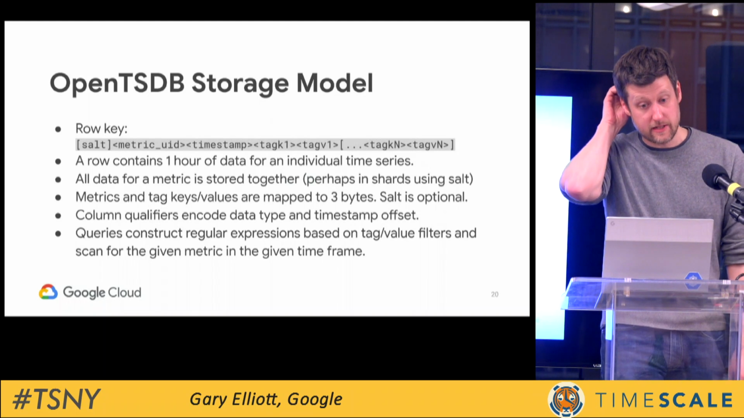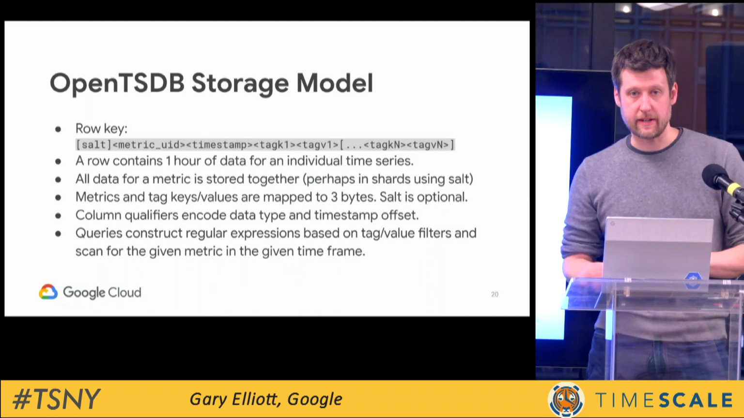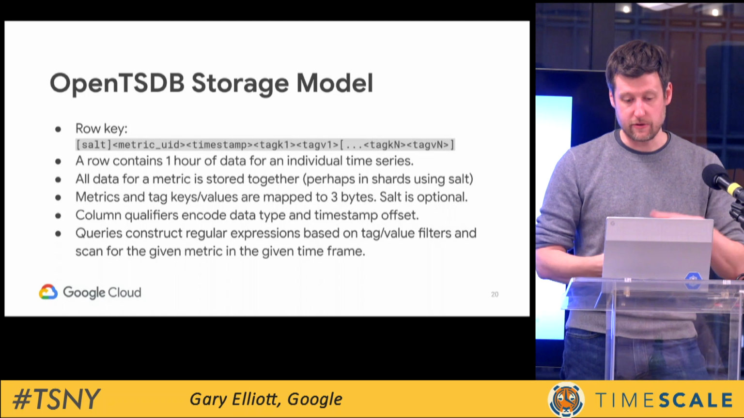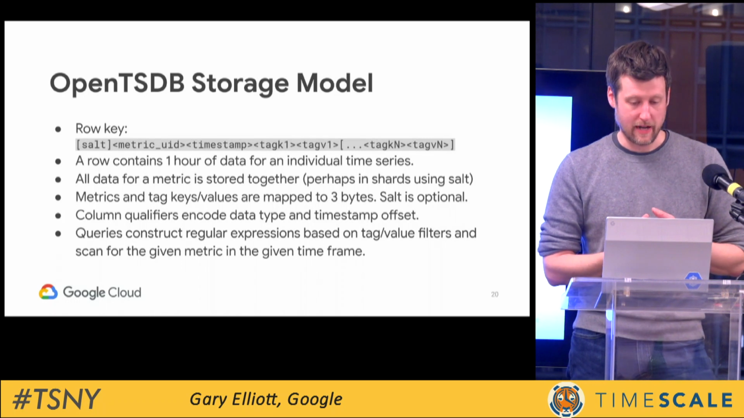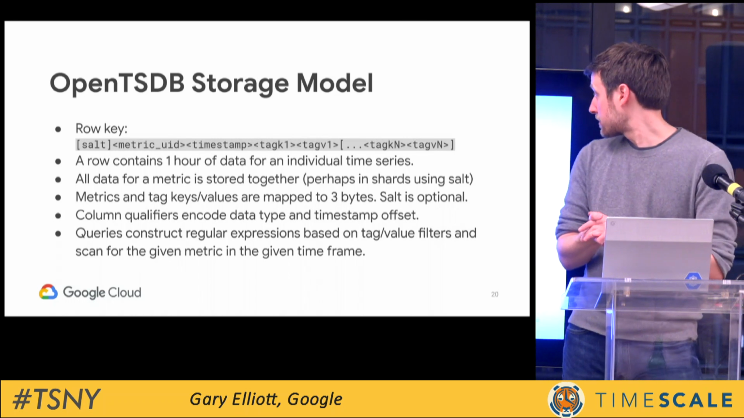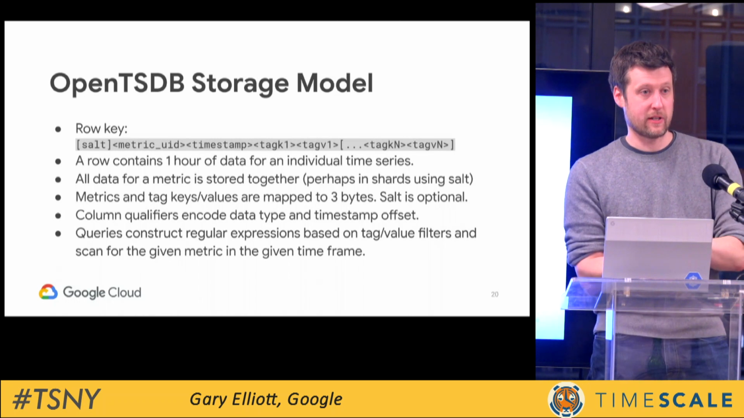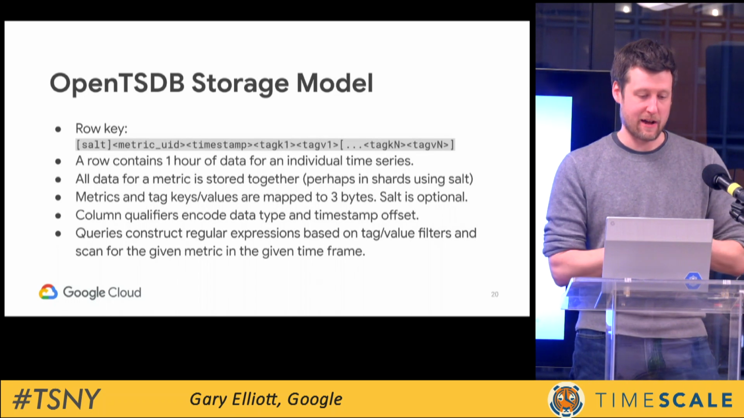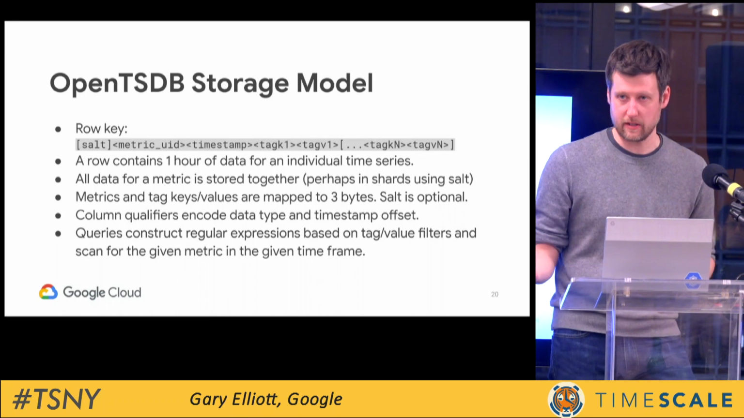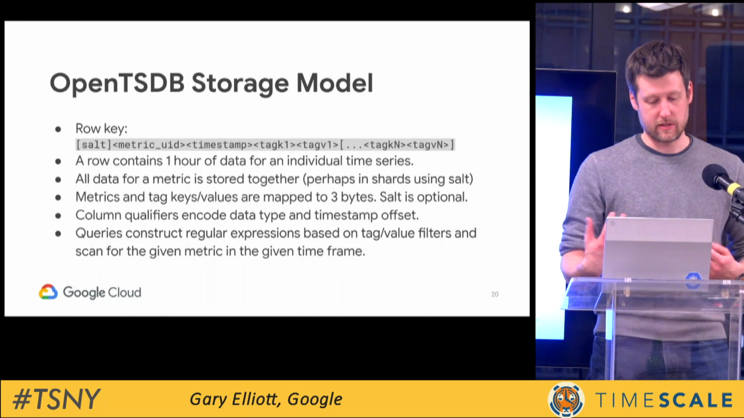So how does OpenTSDB use Bigtable? How does it make use of that data model we just talked about to build a high-performance, scalable time series database? Their row key looks like this. So they optionally use salting. That is an option you can set in the config. You can say, I want to have 10 salt buckets, something like that. And it will stick that as a prefix.